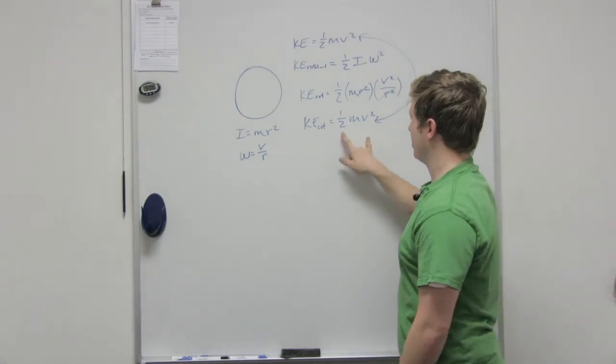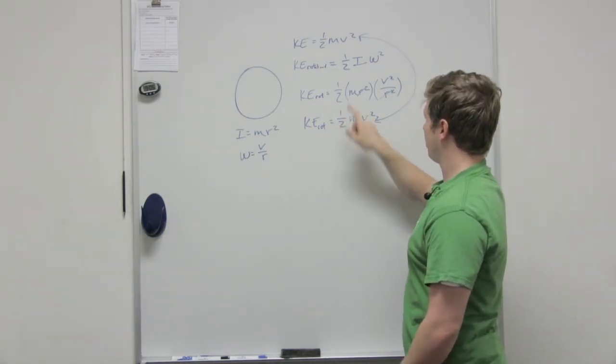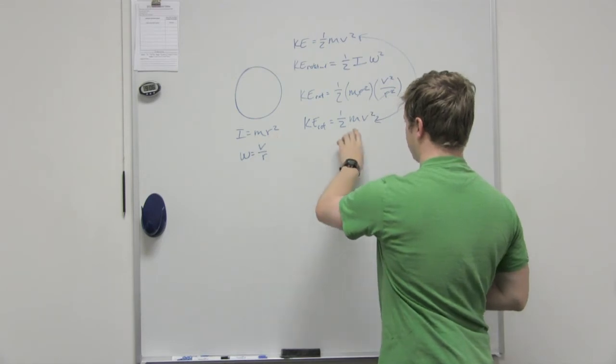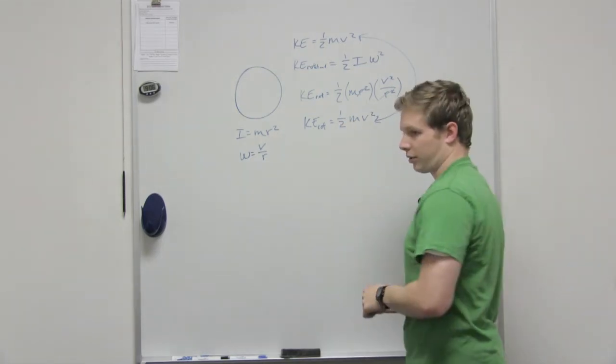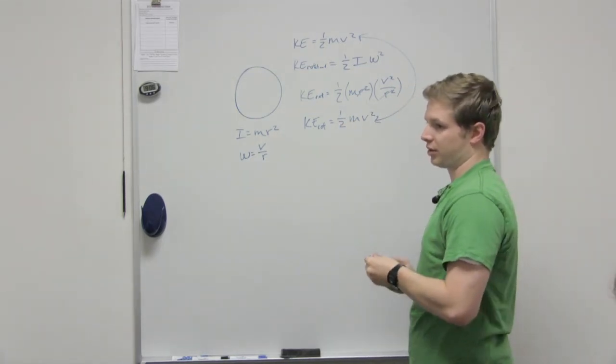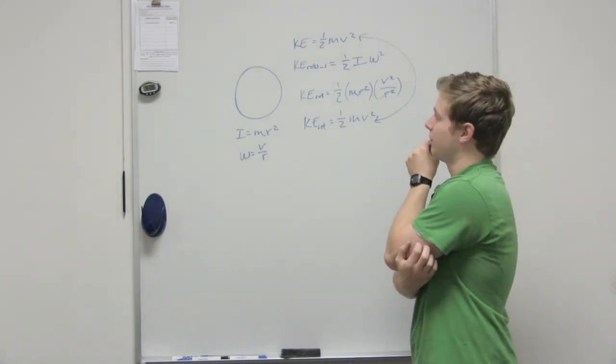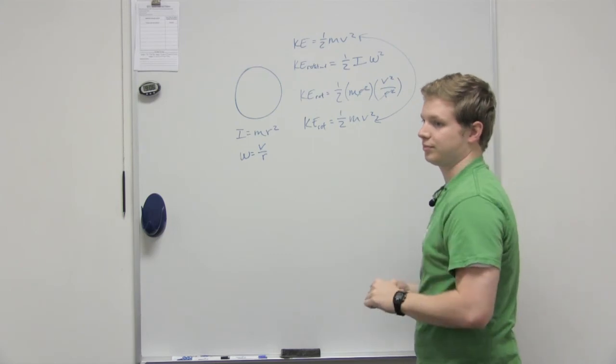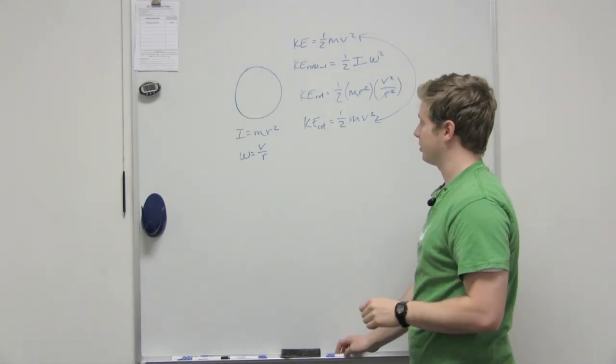If this were something else, like a solid disk, this moment of inertia would be 1/2 mr squared. And so this would end up being 1/4 mv squared. So it wouldn't end up being the same thing. But for a hoop, it ends up being the same thing. Yeah, makes sense.